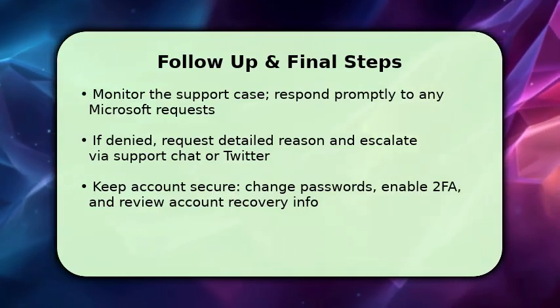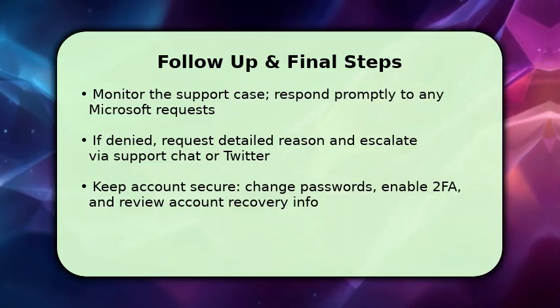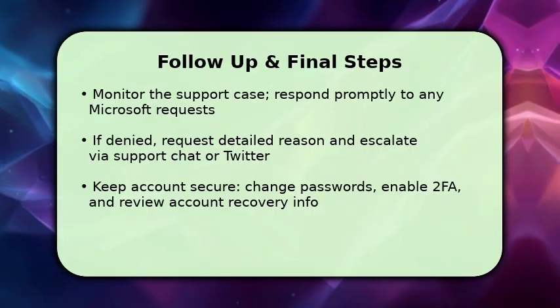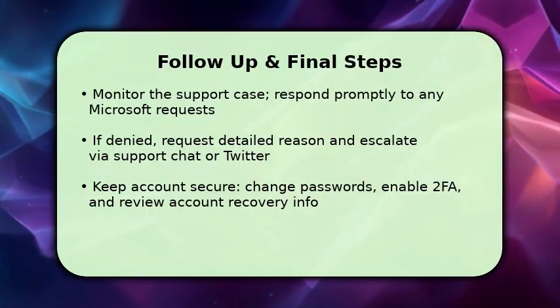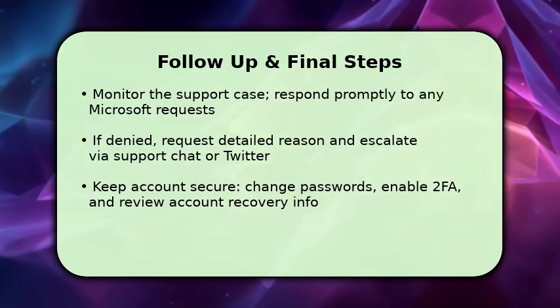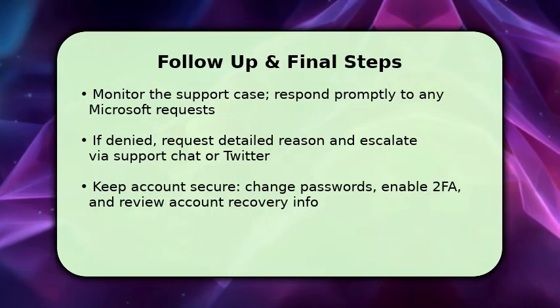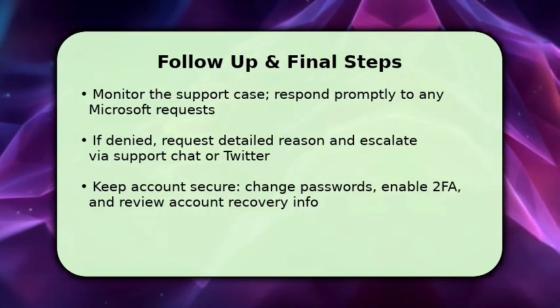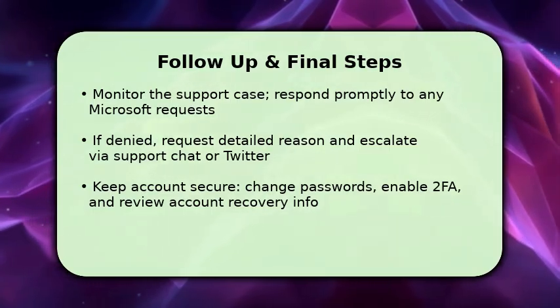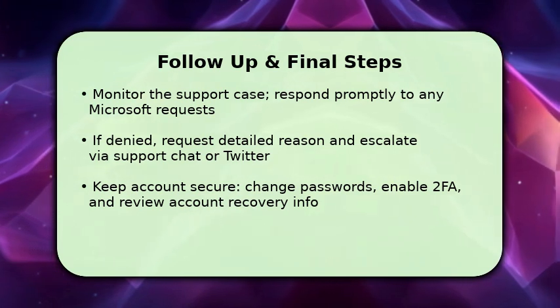If Microsoft restores the account, verify points balance and change passwords, enable two-factor authentication, and review recovery contacts so this doesn't recur. If the appeal is denied, request the exact suspension reason and escalate through chat or an official support escalation channel. Troubleshooting tip: if you hit a dead end, gather a concise evidence packet and ask for a supervisor review. Clear, organized.